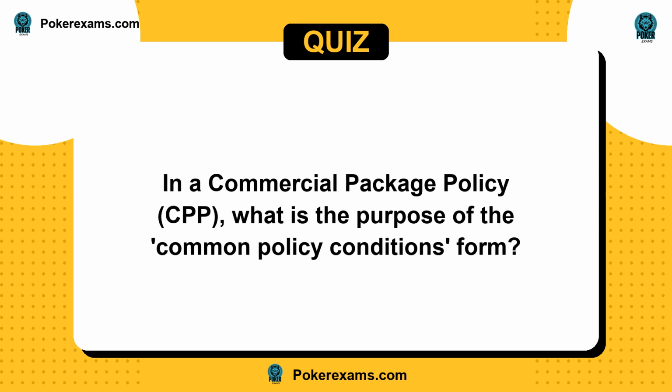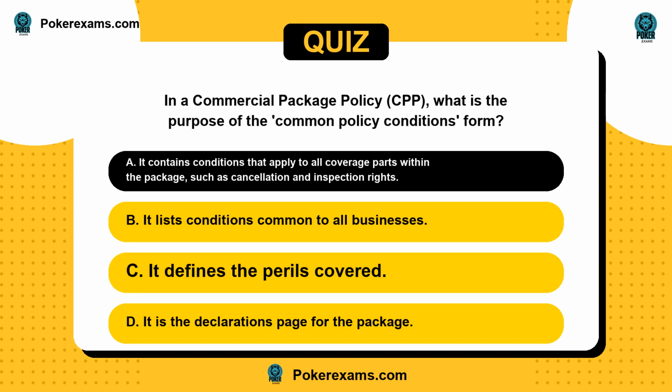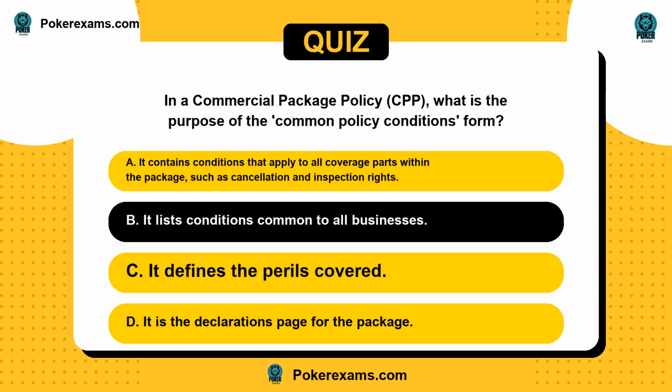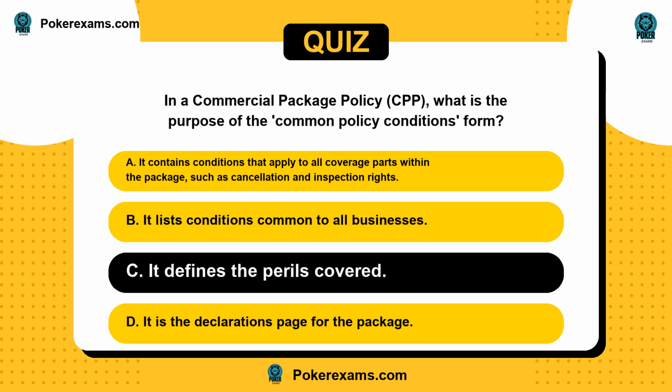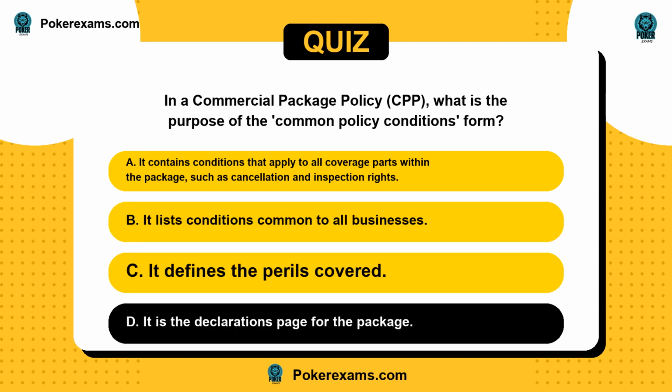Next question. In a commercial package policy, CPP, what is the purpose of the common policy conditions form? Is it A, it contains conditions that apply to all coverage parts within the package, such as cancellation and inspection rights? Or B, it lists conditions common to all businesses? C, it defines the perils covered? Or D, it is the declarations page for the package?